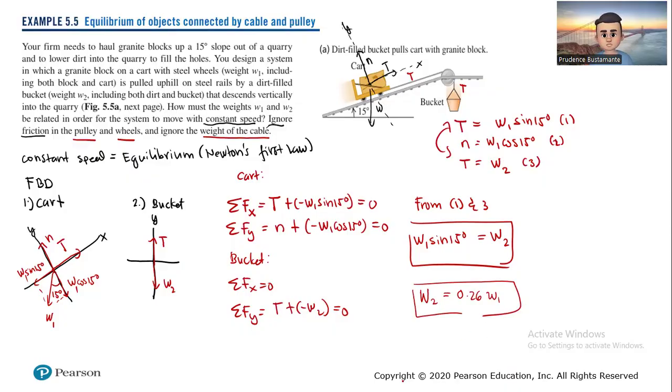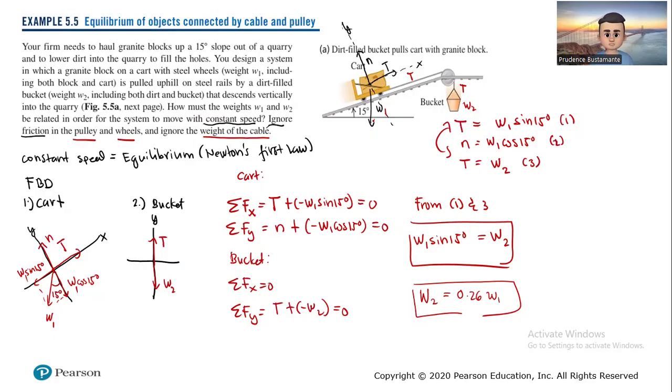So in order for the system to move with constant velocity, how much will you put to weight 1 or to weight 2 so that the system will move in constant velocity? Since constant speed means equilibrium, this is an equilibrium problem, a problem of Newton's first law of motion.